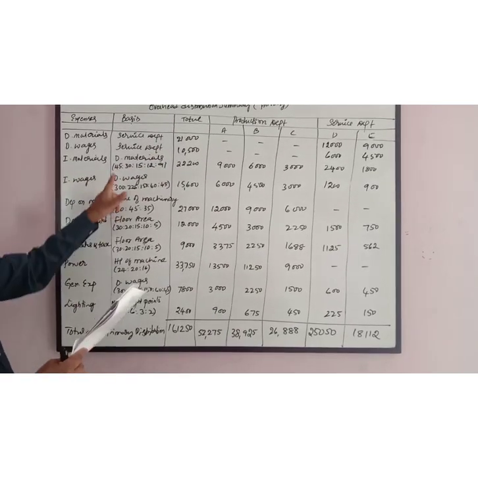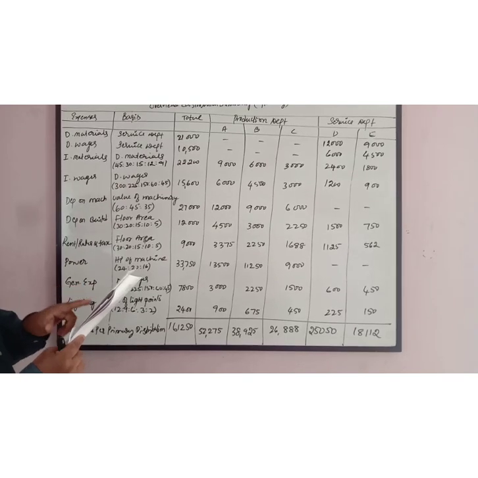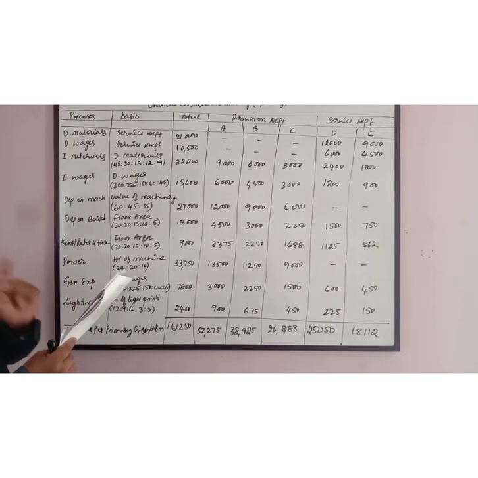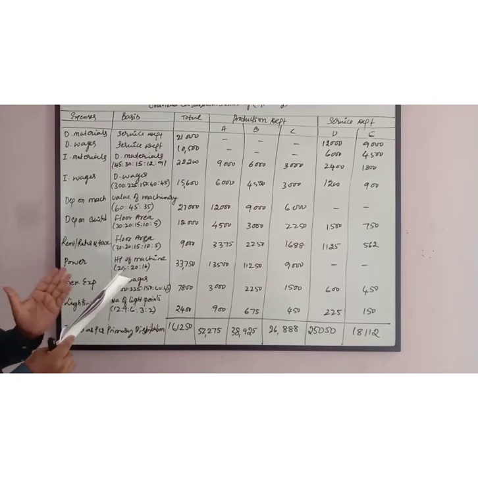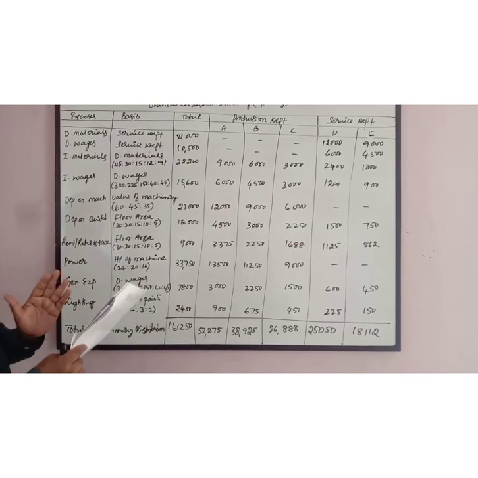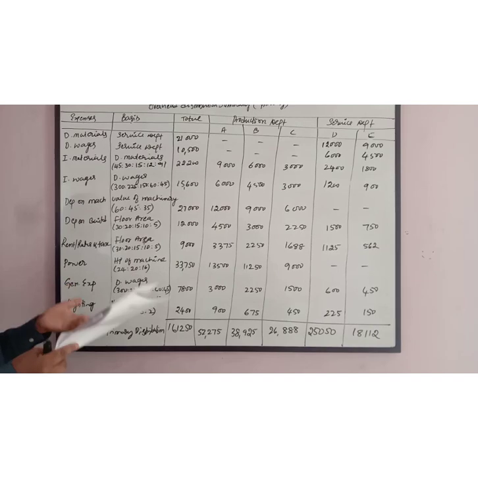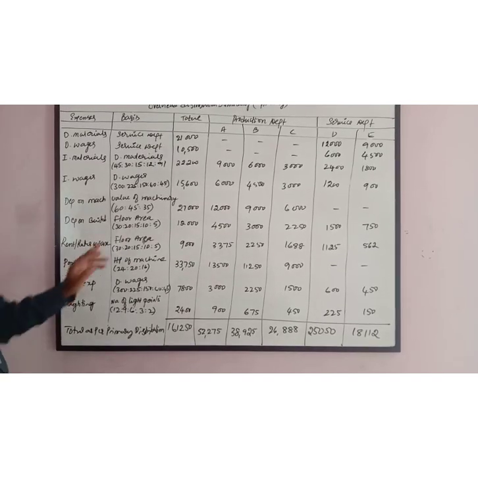How did I calculate this ratio? 45,000, 30,000, 15,000, 12,000, 9,000. You can cancel the zeros, so it comes to 45, 30, 15, 12 and 9. Further, it is possible to simplify, or you can write as it is. Total.